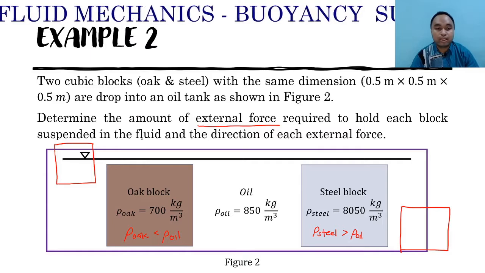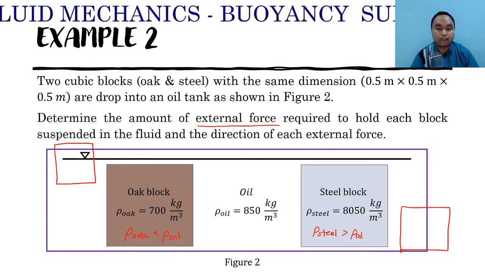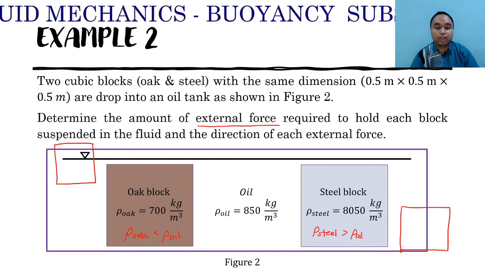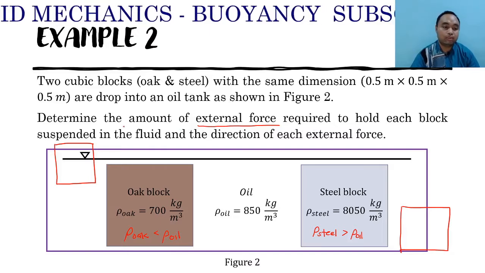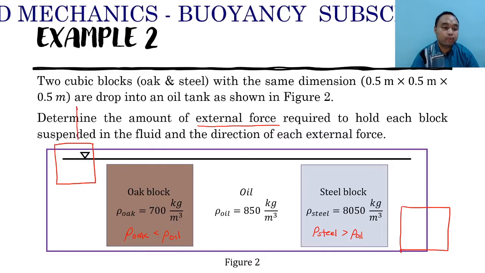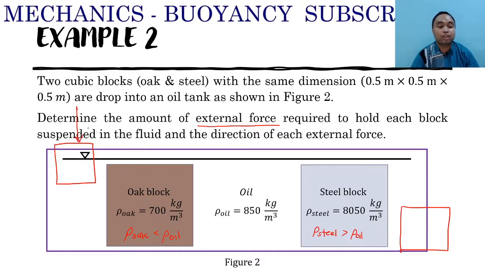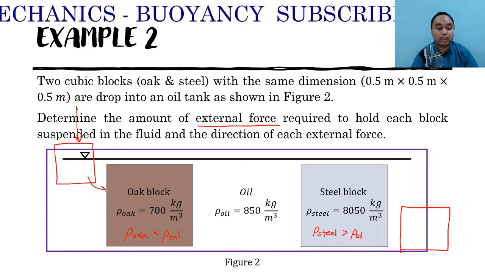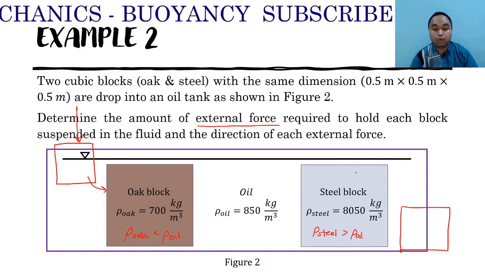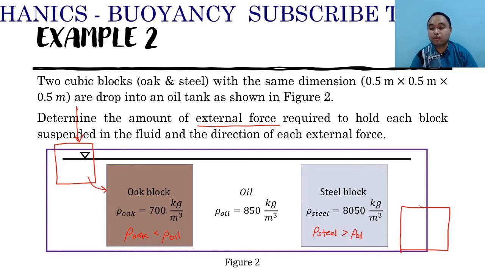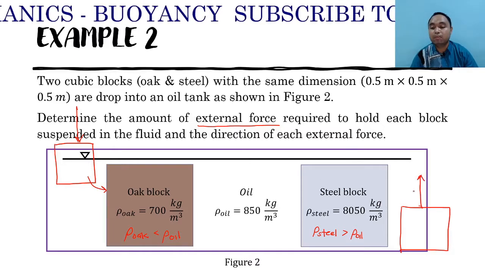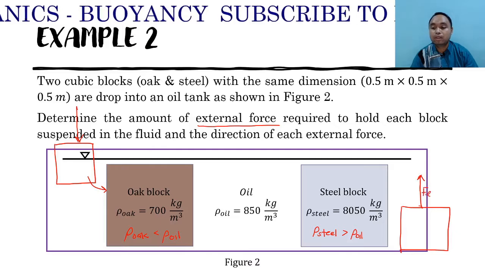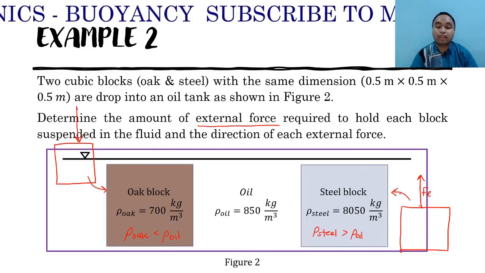So what does it mean by this second wording, to determine the amount of external force required to hold each block suspended? It means: what is the external force required to push this block so that the block will stay suspended like this for the oak block? For the steel block, how much force is required to pull it up in order for it to be suspended like this?